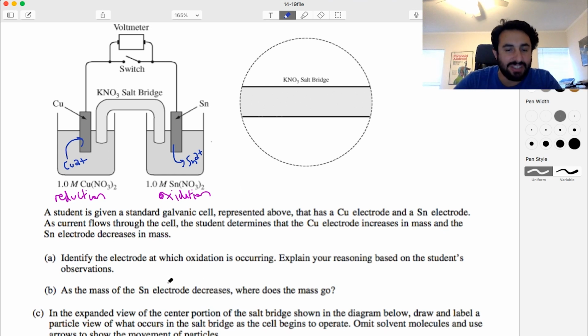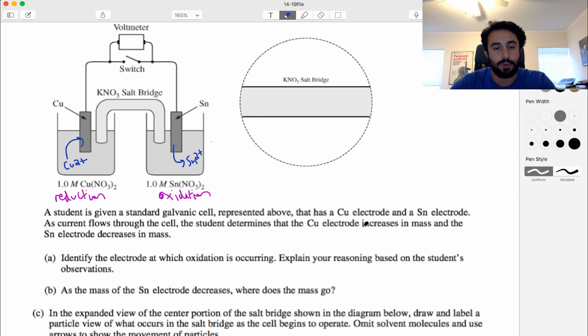As the mass of the tin electrode decreases, where does the mass go? Well, we just answered that as well, right? What we're saying is that the tin ions that result from the oxidation are leaving the electrode and entering solution. They're entering this solution over in this oxidation half reaction. Now, we want to understand what the salt bridge is doing as well. In this right here, we're looking at the salt bridge.